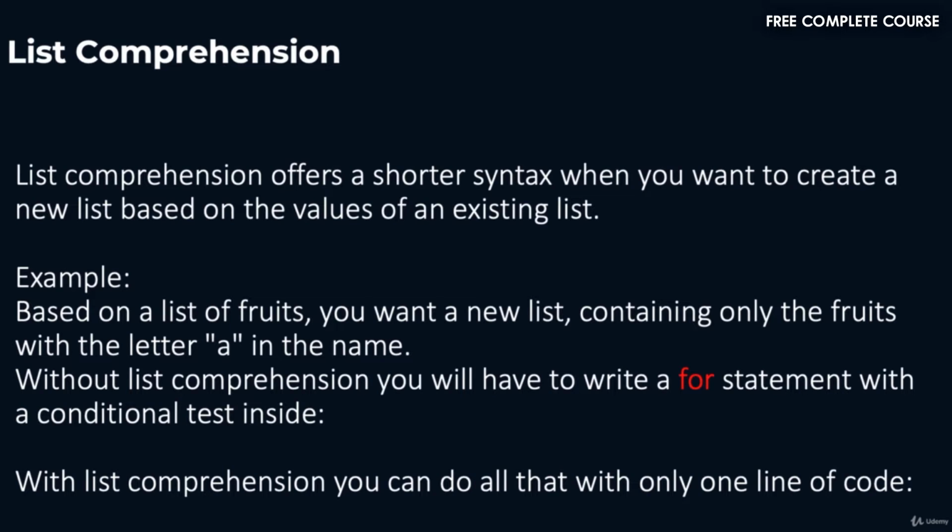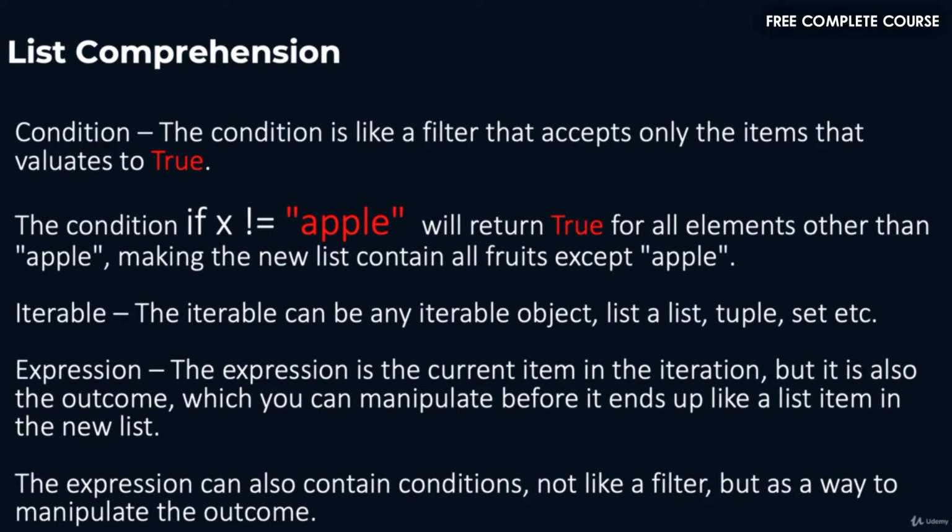Without list comprehension, you will have to write a for statement with a conditional test inside. With list comprehension, you can do all that with only one line of code. Okay? Condition. The condition is like a filter that accepts only the items that evaluate to true. The condition if x does not equal apple will return true for all elements other than apple, making the new list contain all fruits except apple.